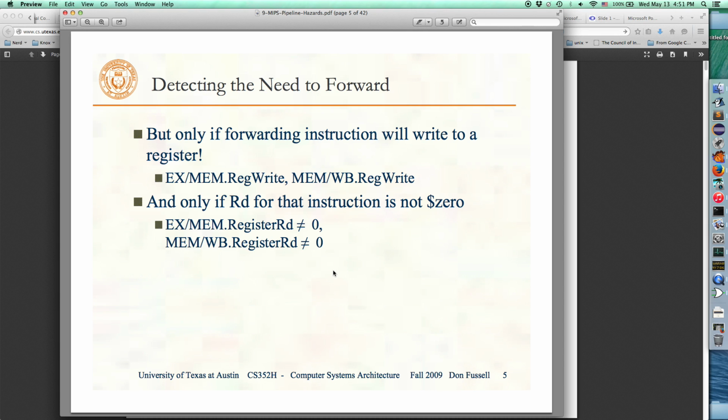So I should mention one other thing. You only want to do forwarding if the register destination is not the 0 register. The reason being we're going to use the 0 register as the register we write to for no-ops, and we need to be able to allow no-ops. We don't want to do forwarding if we detect anything about the 0 register. If it's the 0 register, I'm not going to worry about it because we're not going to write back to the 0 register anyway.